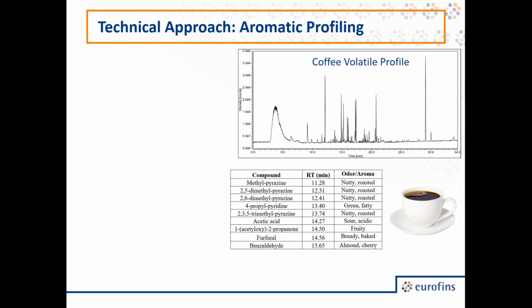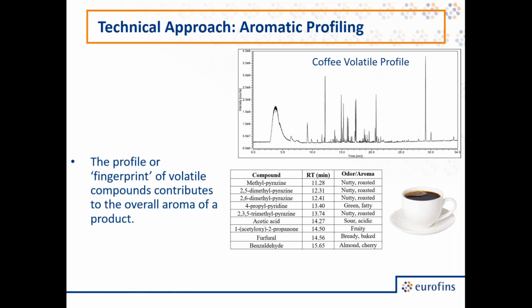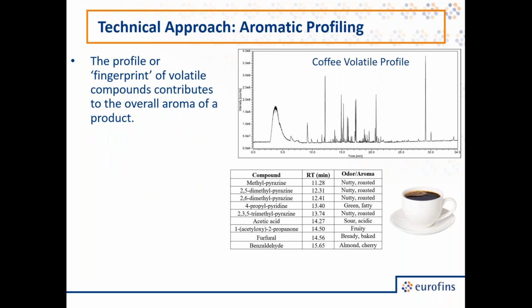So how do you go about narrowing that down? Now you have a product, your quality assurance comes to you and they say, this doesn't taste quite right, or perhaps you've gotten a complaint from a customer. Where do you even begin to look? Well, we use an approach known as aromatic, or sometimes volatile profiling. And so what we do is we look at the profile of volatile compounds in a product.